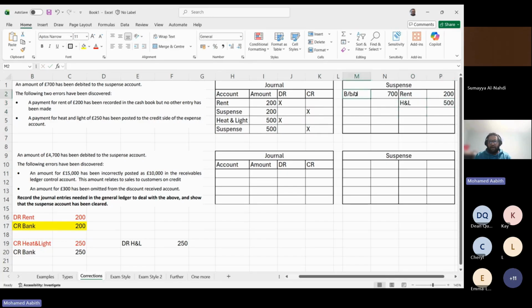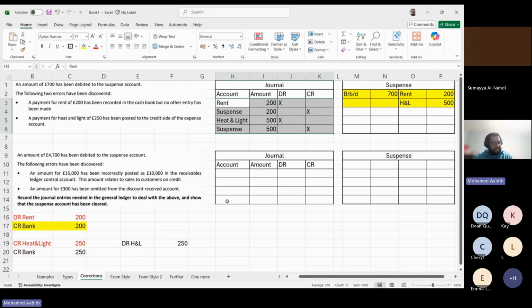What happened to the suspense account now? Can you see here? This £500 both match each other. It clears the suspense error. So if you get a question like that, these are the journal entries for that. Now let's look at the next one.